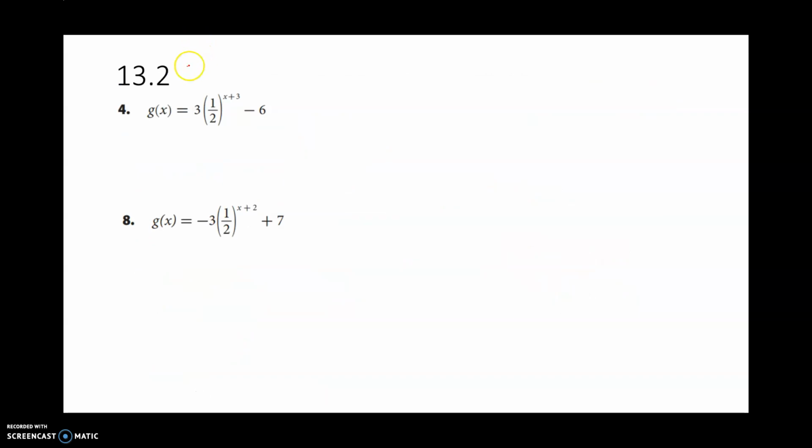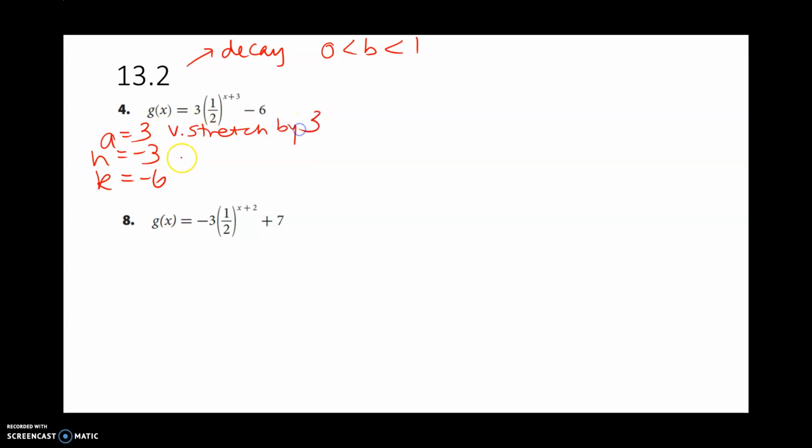Let's look at 13.2. The difference here is that this is now decay, right? Whereas B is between 0 and 1. So we're going to identify the transformations. Well, A is 3, H is -3, K is -6. So this is a vertical stretch by a factor of 3. This is a shift to the left of 3, and this is a shift down of 6.